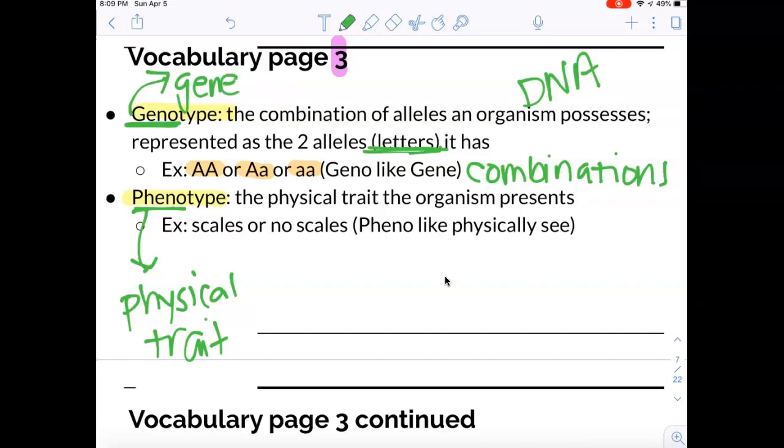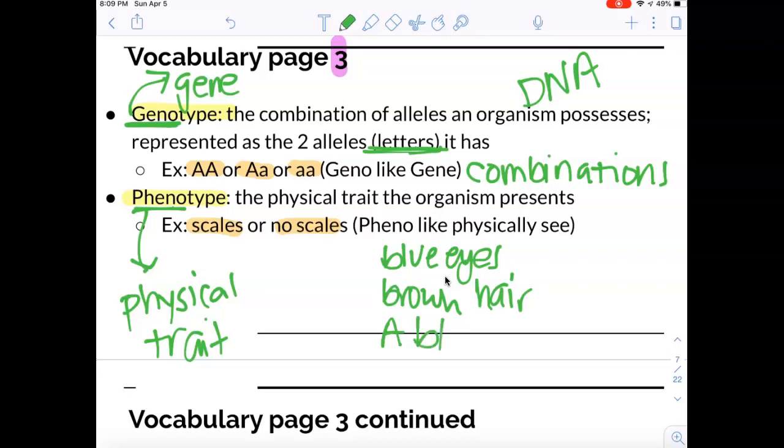There we go. So when you want to express something's phenotype, what you're going to actually say is what it looks like. So I'm going to say if it has scales or no scales. I can also say blue eyes, I can say brown hair, I can say it has A blood. All of these are physical traits. And so whatever physical trait it is, that's how you express that phenotype. So these go hand in hand.